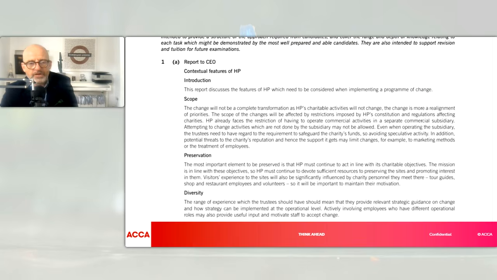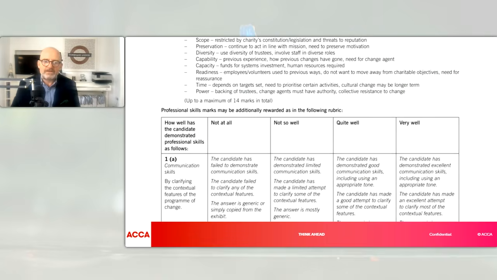But here we go. It's talking about scope, preservation, diversity. And just so you understand the nature of how SBL is marked, because it's an applied exam, there is a broad church of answers that could be given credit. You can see above the typical things that could get credit. But you could say more than that. And often credit is given for any reasonable suggestion. Here, those answers would come much more easily if you'd applied contextual features of change.